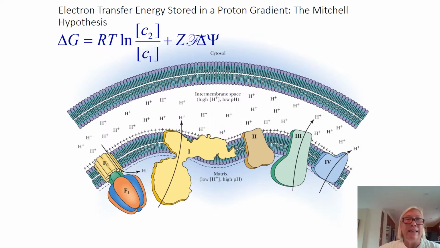concentration in the matrix. Z is the charge on the proton. F is the Faraday constant. We worked with that before. And this symbol is the change in the electrochemical potential or the membrane potential. And as I said, we will do some calculations with this equation after we finish our slides.